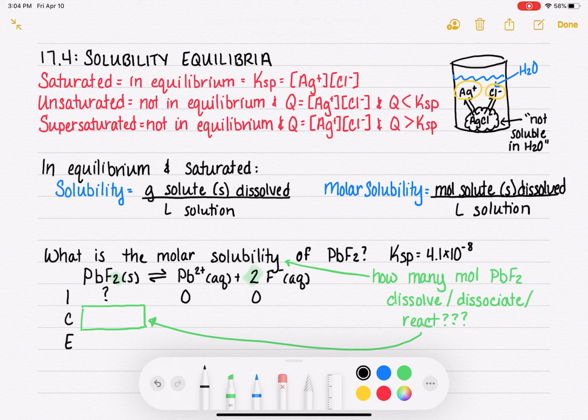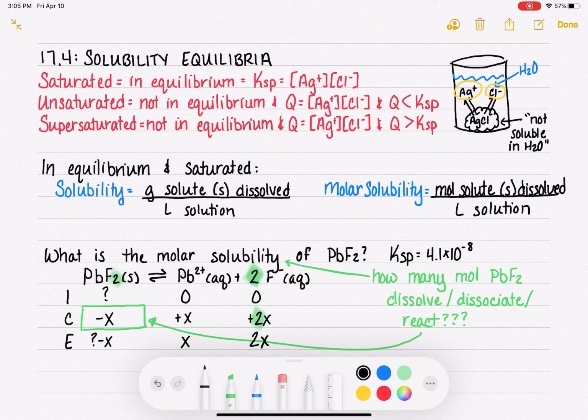Once this reaction starts, we are going to see a certain amount of PbF2 dissociating, which we're going to call minus X, just like normal. And then because of the stoichiometry of this reaction, we're going to have plus X and plus 2X. Where does that 2 come from? It comes from the molecular formula, the stoichiometry of the F minus, the 2X. So when this reaches equilibrium, we still have no idea how much PbF2 is left over, but again, it's not going to matter. We have X of Pb2+, and we have 2X of the F minus.